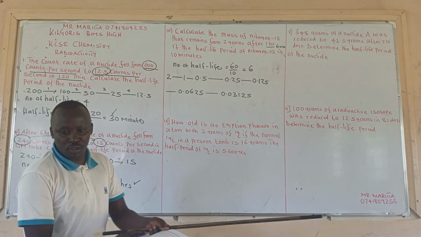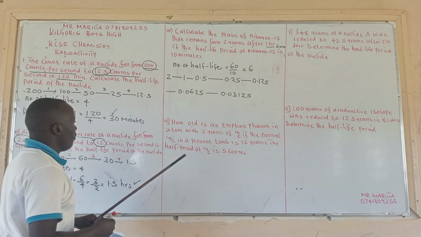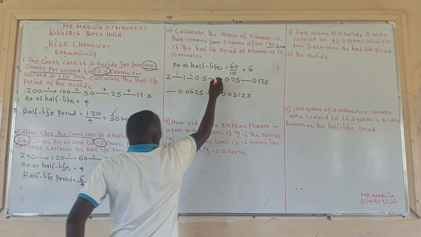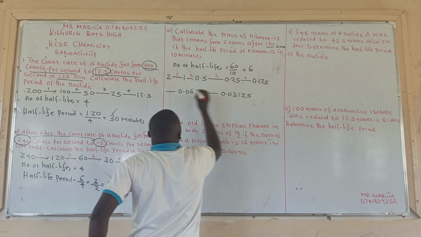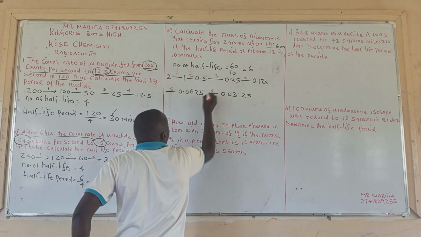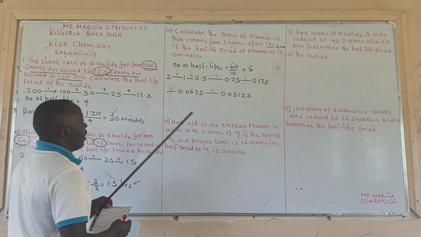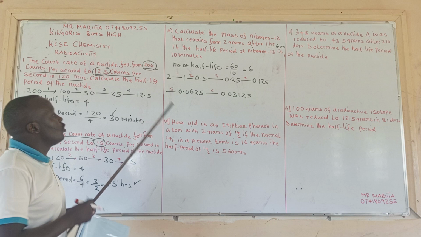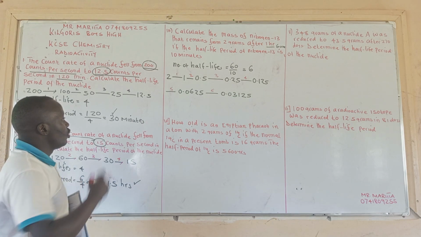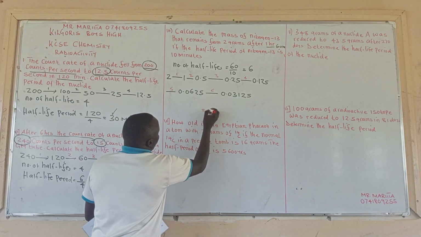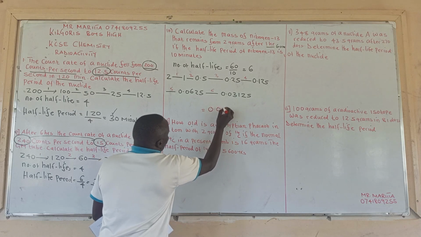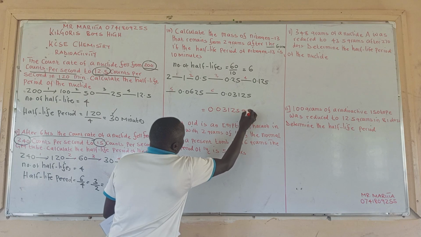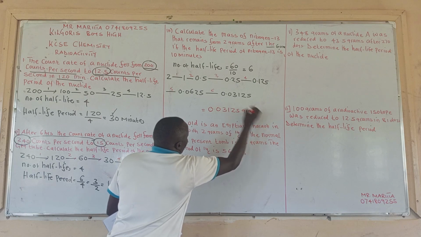So how many half-lives do we have here? This is 1, 2, 3, then 4, this is 5, then 6. It is 6 because we have 6 half-lives. So what is the mass that remains from 2 grams after 6 half-lives? The mass that remains is 0.031, then 25 grams. That is what we have.